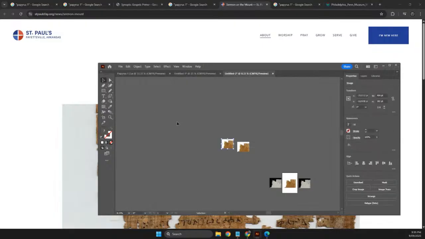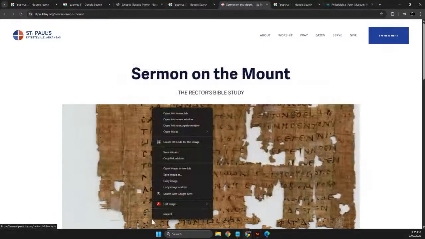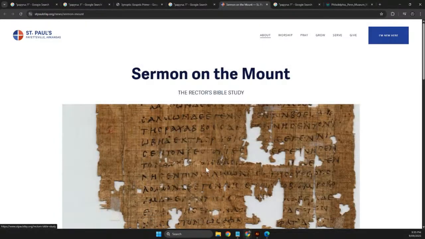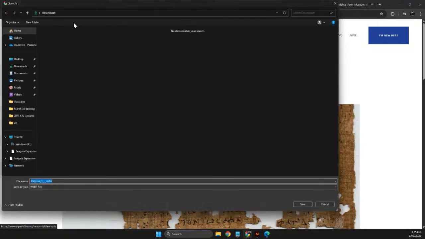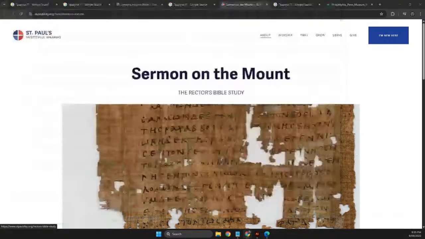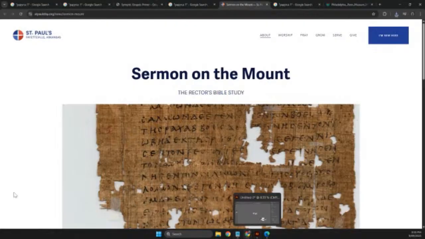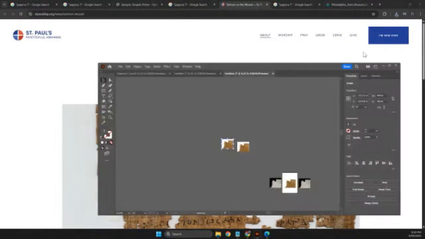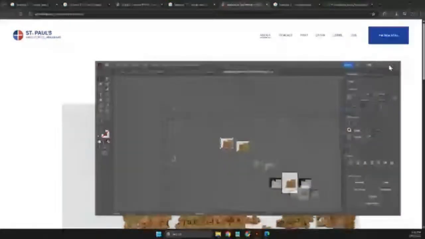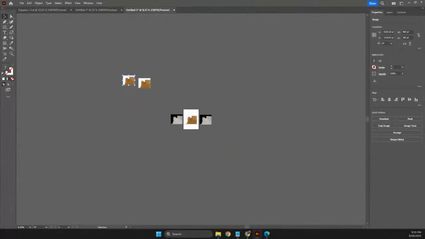paste. No, or I'll save it. Save image as, and I'll put it over here, put it on desktop. We'll save it, and then we'll upload it to Adobe. Let's check that out.